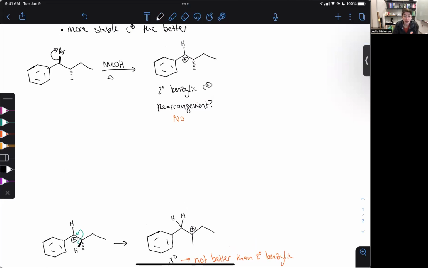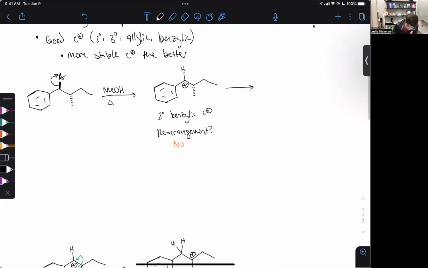All right. So next up, we need to actually continue on with our mechanism. So I've got methanol that I'm using here. And just to be clear, that little delta sign is just heat. These reactions are frequently heated. I know that you guys ended up heating a number of yours. This one probably wouldn't need to be heated necessarily, because it's forming such a good carbocation, but you'll generally see me put it there. It doesn't really matter if you put it there or not, though. I don't care. Okay, so we've got methanol.